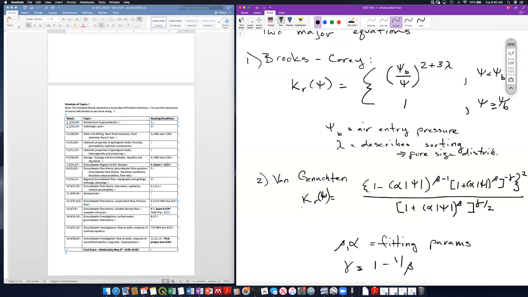So that's a long answer of saying it depends on what you're trying to do. I would say the most popular and most used of these equations is the Van Genuchten for this reason, because it's smooth and doesn't have this sharp transition. There are other relationships that people have derived that they say work better across a broader range. But for the most part, people stick to these two, and I would say the Van Genuchten is the most popular.